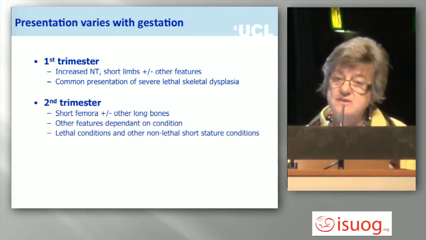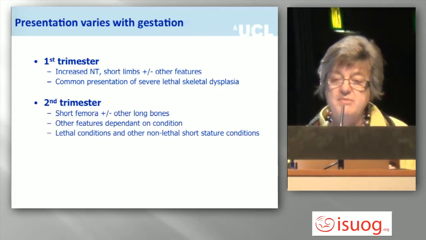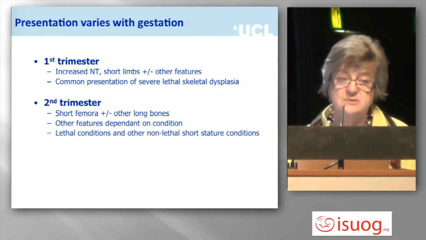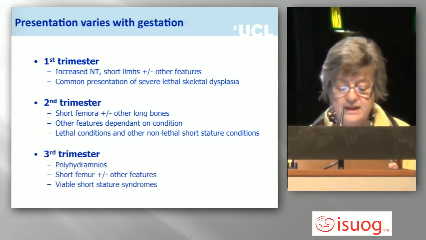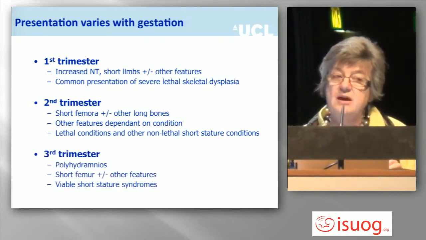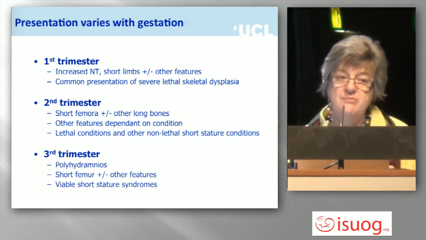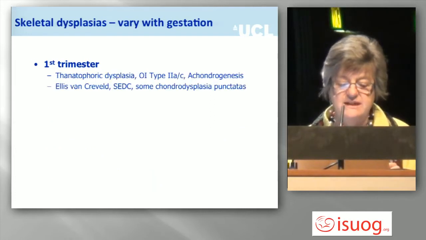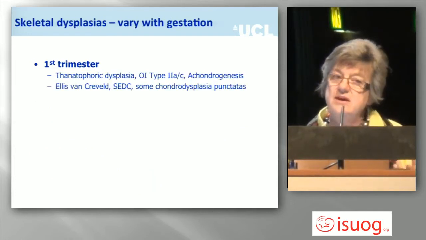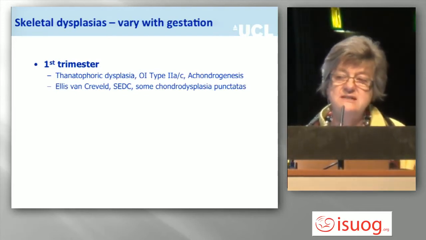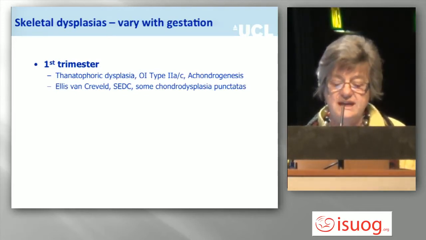In the second trimester, very similar presentations, but the most common presentation, of course, will be that of a short femur, because that's what we measure routinely. And in the third trimester, babies with skeletal dysplasias will often present with polyhydramnios, with short femurs, and you can, of course, detect other features, as we'll come to later. So clearly, the exact skeletal dysplasias that we detect will vary with gestational age.